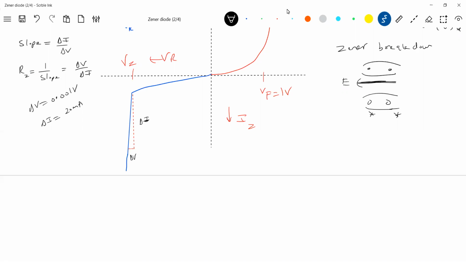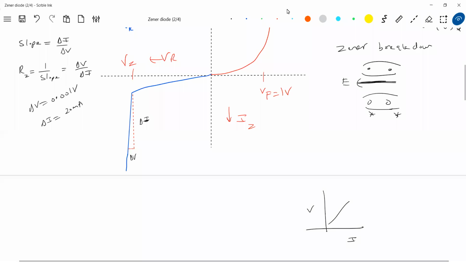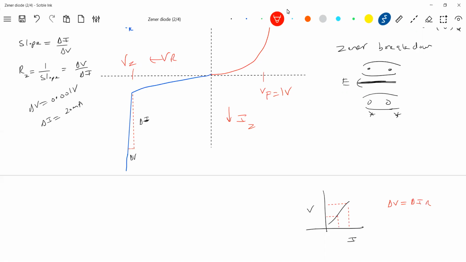Okay, now look at this. Even if the current changes by a large amount, the voltage will not change. Sir, even a resistor will do. Okay, let's see how the curve will be for a resistor, I versus V or V versus I, anything you can take. As voltage changes, the current will also change. V is proportional to I, delta V is proportional to delta I, but here it's not like that. For a large change in current, there is a small change in voltage.